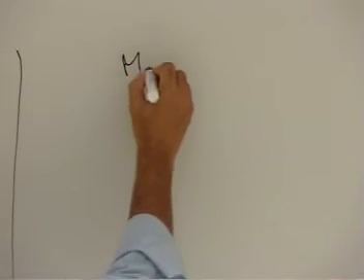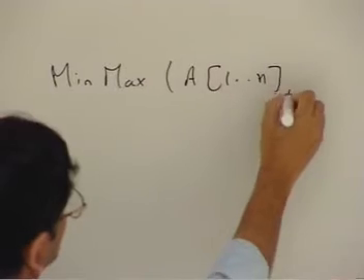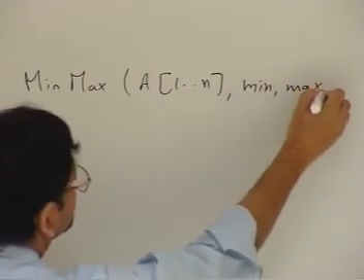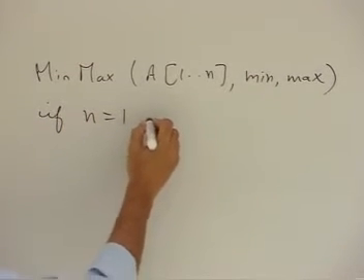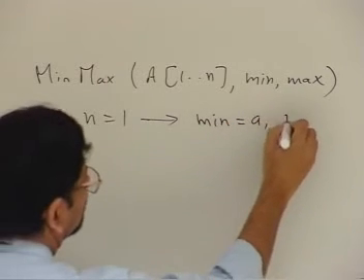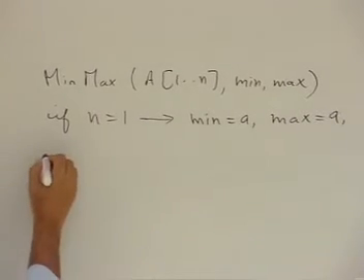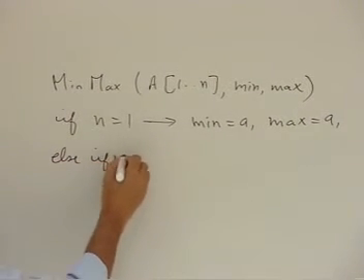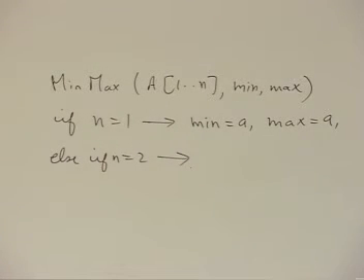Okay? So let us say min max A[1..n]. If n equal to 1, what you should return? Min equal to A1, max equal to A1. Else, if n equal to 2, I plug in this code. If A1 is greater than A2, then do that. So, okay, plug in this code here.